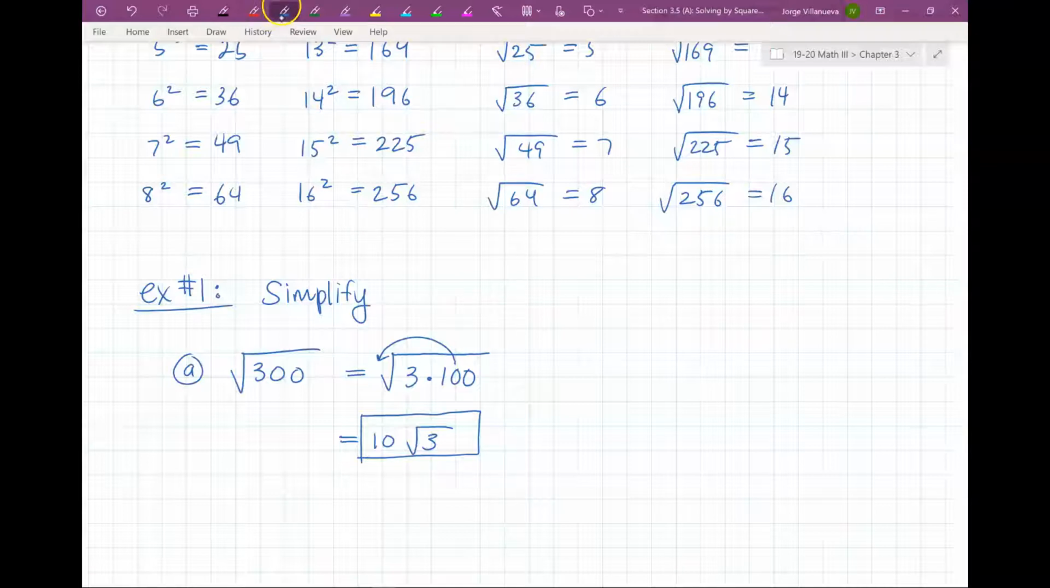Now, other times, you might have something like the square root of 120.